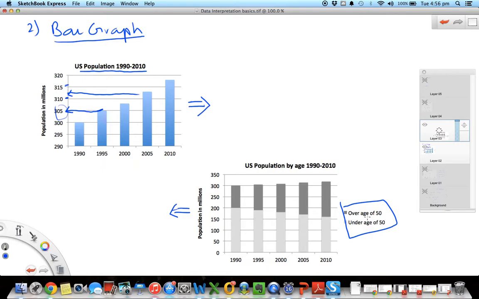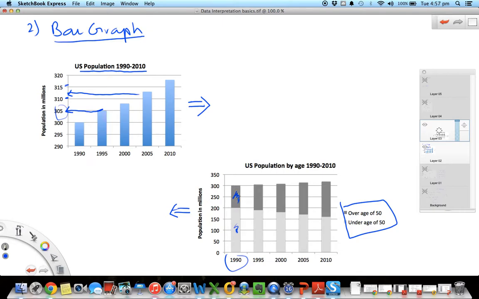So one group is over age of 50, that's the dark colored spot. And the other group is the under age of 50. So they have divided the whole US population into two groups. So if I pick 1990, about 200 million under the age of 50, and the rest, which is about 100 million above the age of 50.